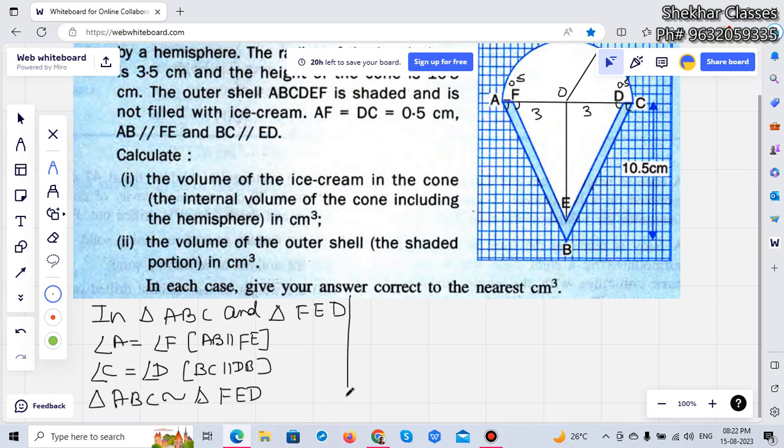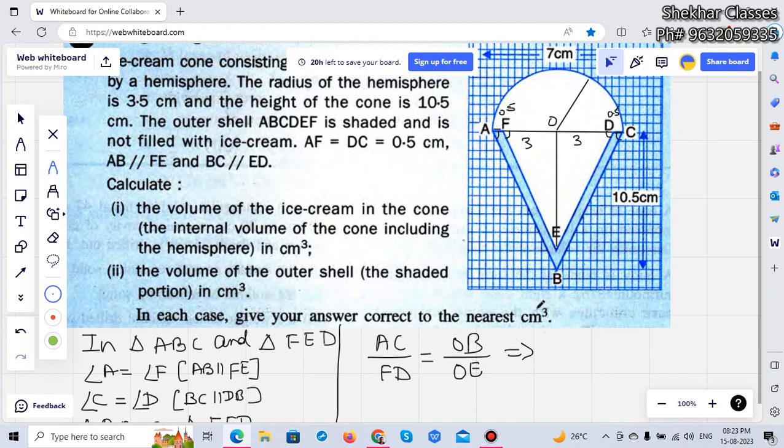And once these two triangles are similar, what will happen? Then AC upon FD will be equal to OB, the bigger triangle, upon OE. Now what is AC? AC is 7 centimeter. You can see that given here. FD we just found, we have to calculate that.